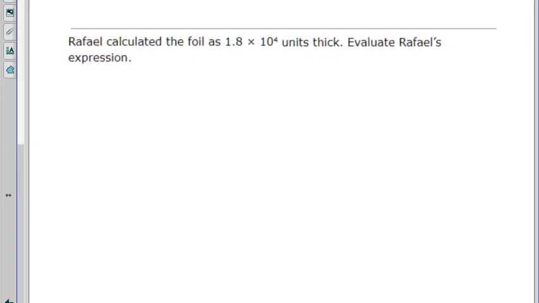All right, and the next problem, Raphael calculated the foil as having a thickness of 1 8/10 times 10 to the 4th units thick. We want to know what his expression is in standard form. In other words, just as a number. So figure that out, and we'll talk about it in class.